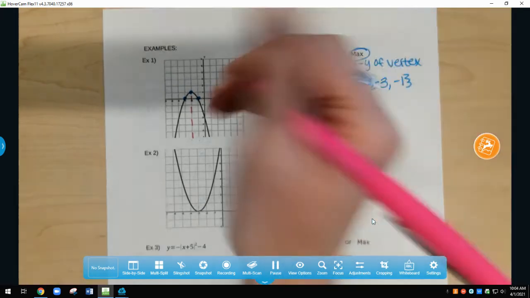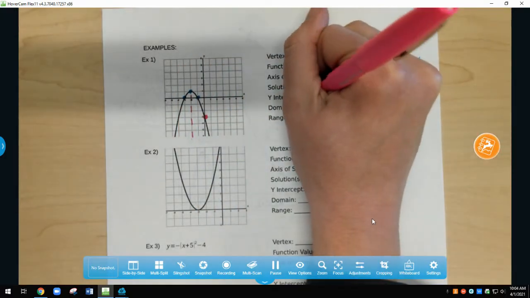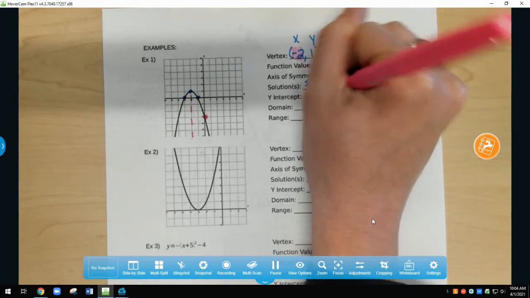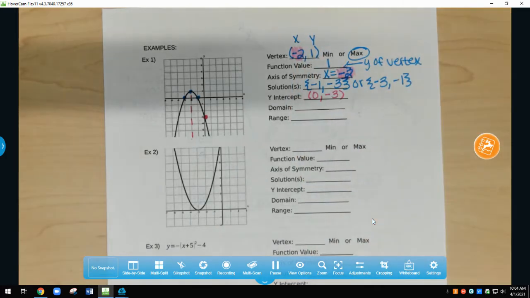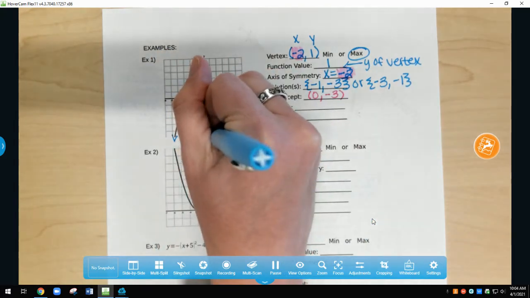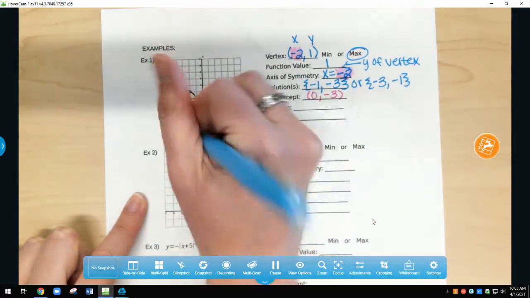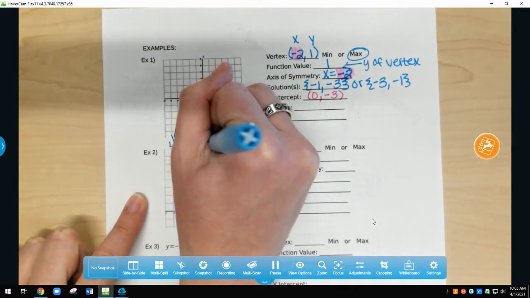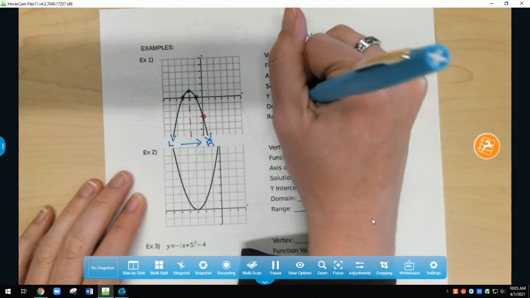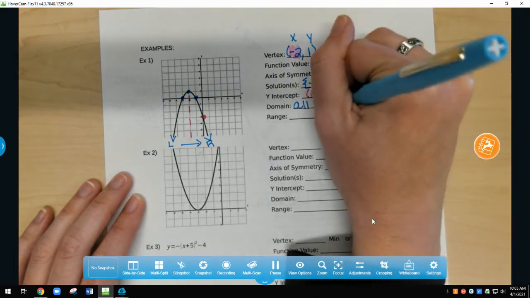Okay, the y-intercept is where it crosses the y-axis. So that point would be 0, -3 in this case. Okay, the domain. Imagine that this graph doesn't stop there. It goes on forever. So if we look at the left, we see an arrow. As I go to the right, I see an arrow. 2 arrows means all real numbers.